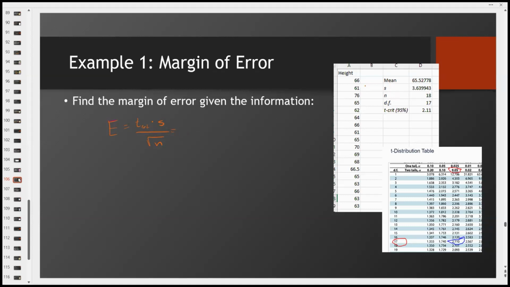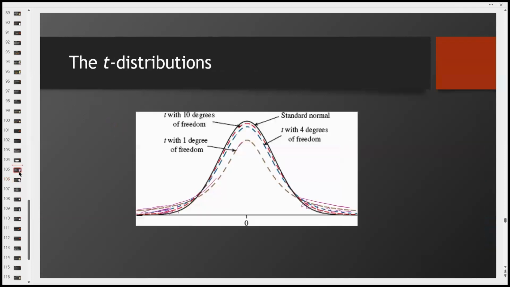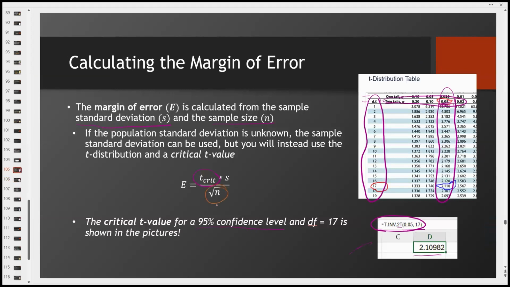In this case, we have a sample set of heights. We have 17 degrees of freedom because there are 18 people in the sample, n minus 1. And so that will give us a critical t value that I showed you just a moment ago. It's 2.110, or just 2.11. The sample standard deviation, we'll just call it 3.64, divided by the square root of 18, the square root of n. So be careful here. You use n minus 1 to find the critical t value, but you still use n to find the margin of error.